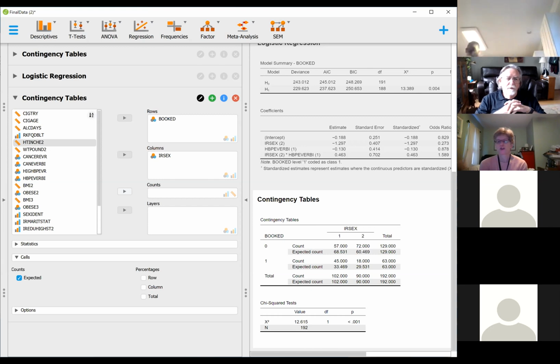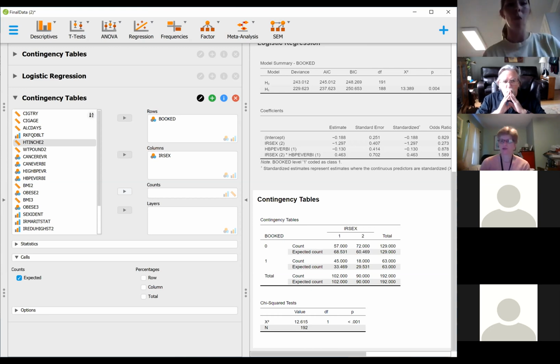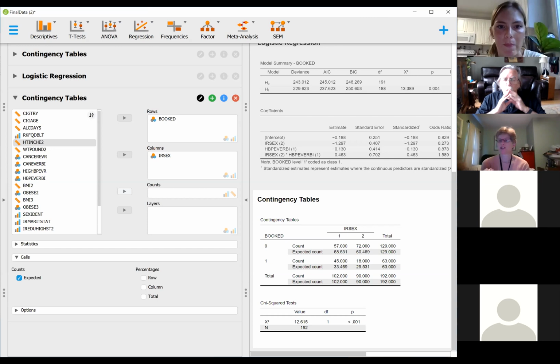Right. So in these examples, you would probably start with a chi-square to see if there's actually a relationship. And then if the p-value is less than 0.05, you can say that there is some type of relationship existing.